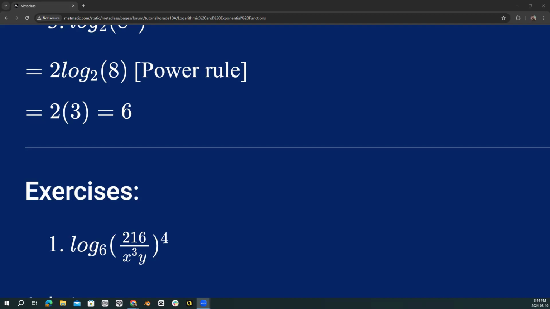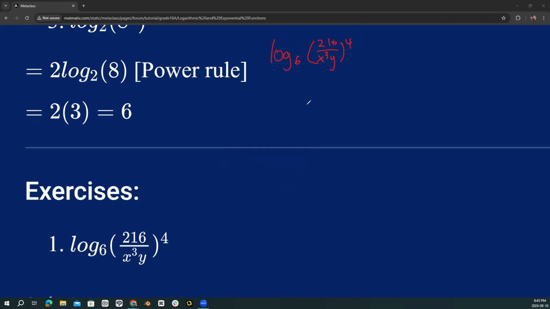Okay. So essentially, let's see what our equation is. Our equation here is log base 6 of 216 over x to the power of 3 y to the power of 4. Wait, let me just move this upward so I have more space to write.